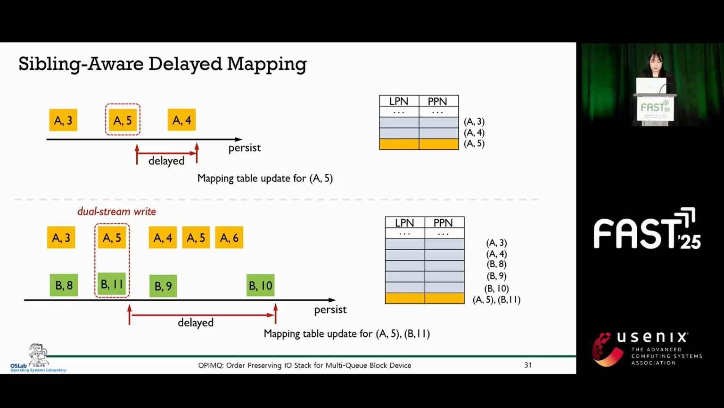In the top diagram, a single stream write A5 has only one ordering constraint, so each L2P mapping is updated in the table immediately after A4 is persisted. In the bottom diagram, the L2P of the dual stream write remains delayed, even if A4 is already persisted. The mapping is updated in the table only after B10 is persisted, thereby ensuring inter-stream storage order between stream A and stream B.